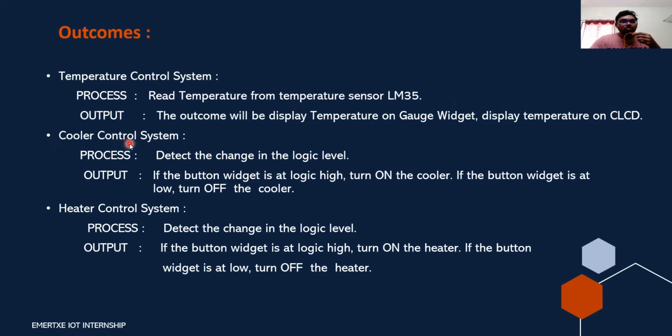And what is the cooler control system? It detects the change in logical level. If the button widget is at logic high, turn on the cooler. If the widget is at low, turn off the cooler. Similarly applicable for the heating system.